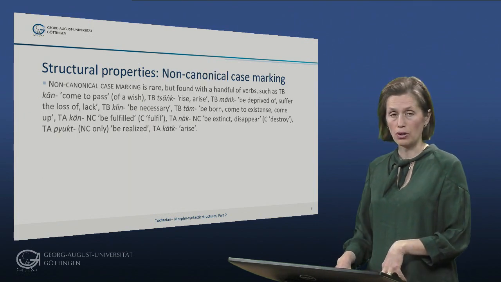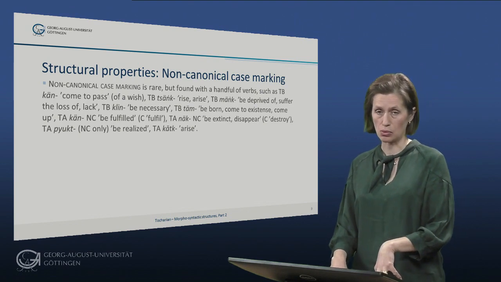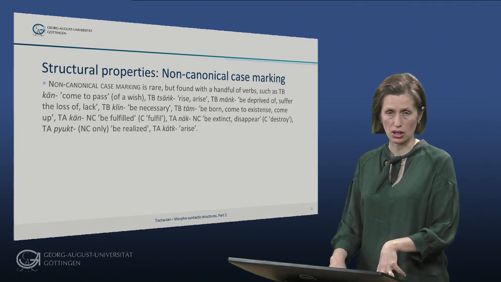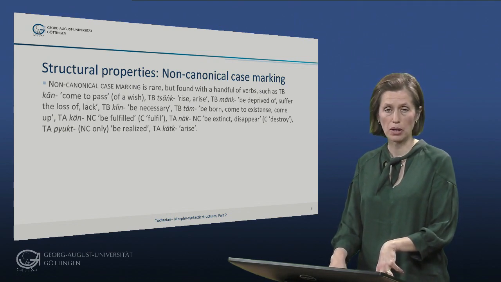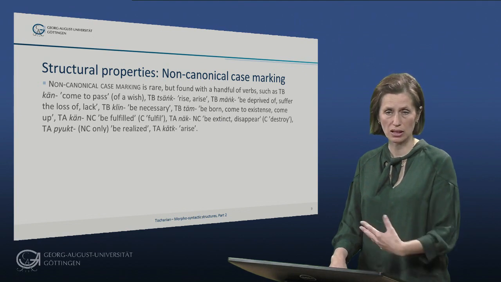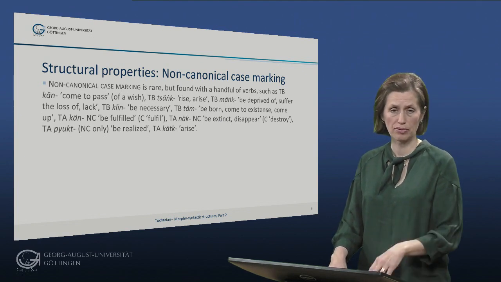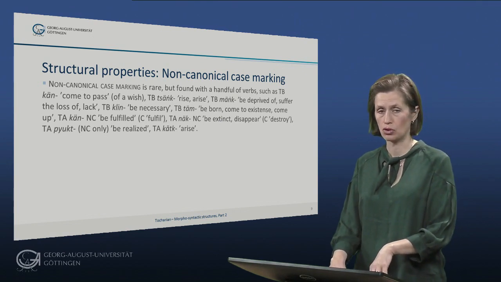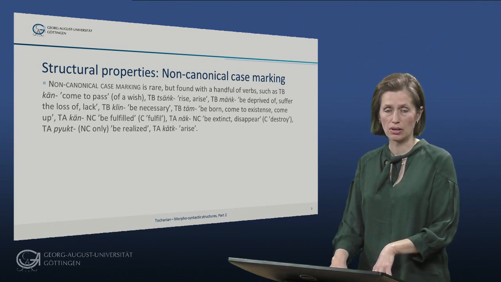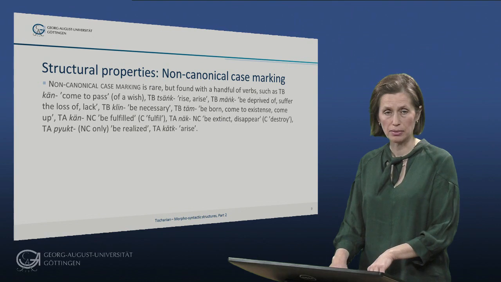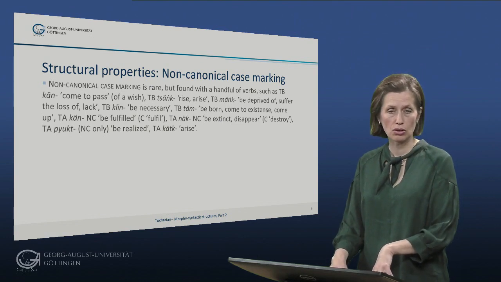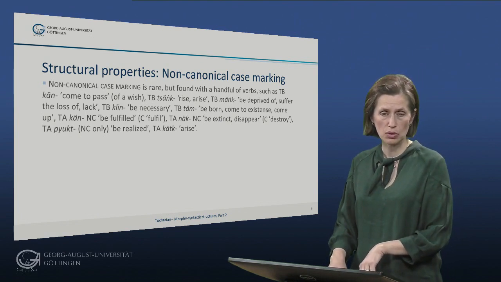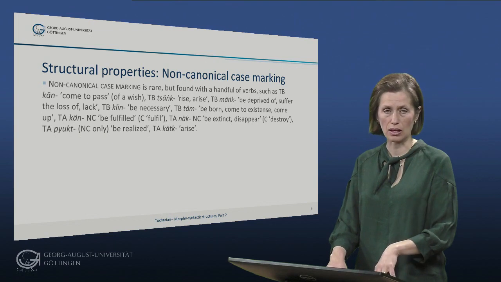So, non-canonical case marking. Non-canonical case marking is rare in Tocharian. It's, however, found with a handful of verbs such as Tocharian B ken, to come to pass of a wish, or Tocharian B tsink, to rise, Tocharian B munk, to be deprived of, to suffer, to lack, Tocharian B klen, to be necessary, Tocharian B tem, to be born, to come to existence, Tocharian A ken, to be fulfilled or fulfill, Tocharian A nuk, to be extinct, to disappear, or Tocharian A pyukt, which means to be realized, or Tocharian A katk, to arise.